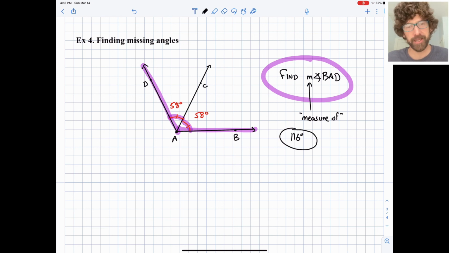So angle pairs, lots of sorts of angle pairs to keep in mind, and memorize those definitions and what they mean. But we got through it, and that is a great place to stop.